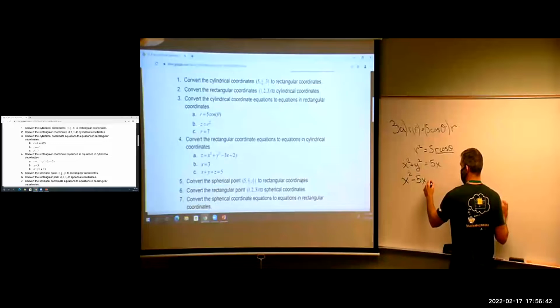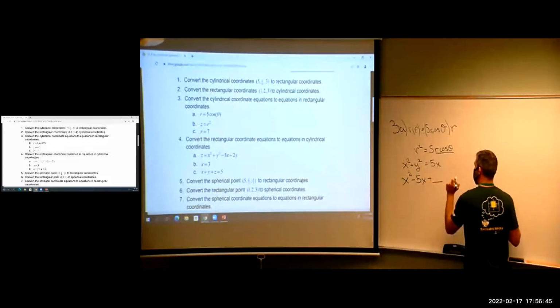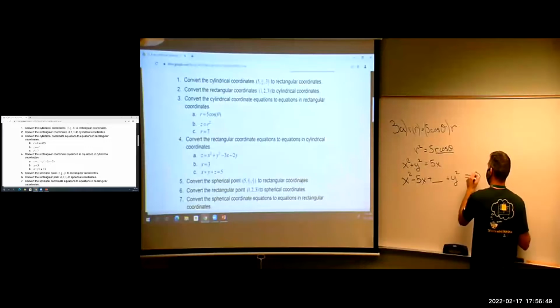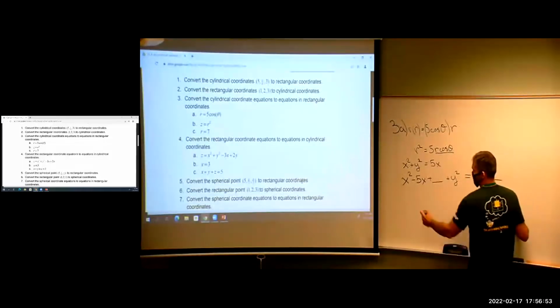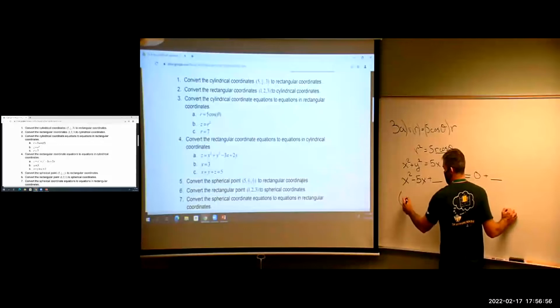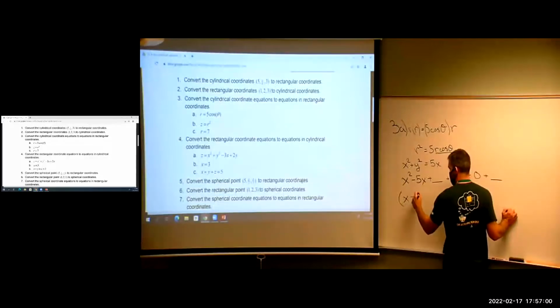x squared minus 5x plus something, you're very close. Or wait, no, that's y squared equals 0 plus something. That's double 5. What I like to do is go to the next line, and I know that what goes right here is exactly half of this.